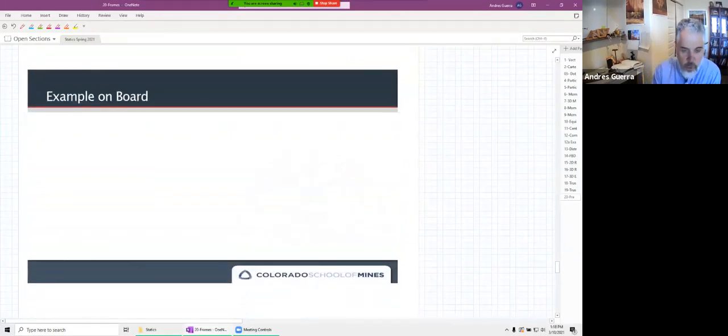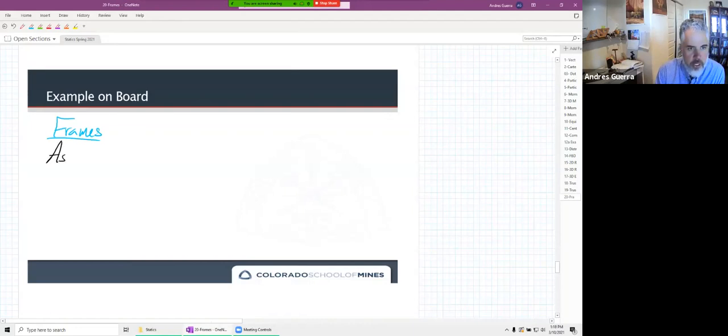Okay, so actually before we get to an example, on the board here for our frames, let's write down just a couple of key things.